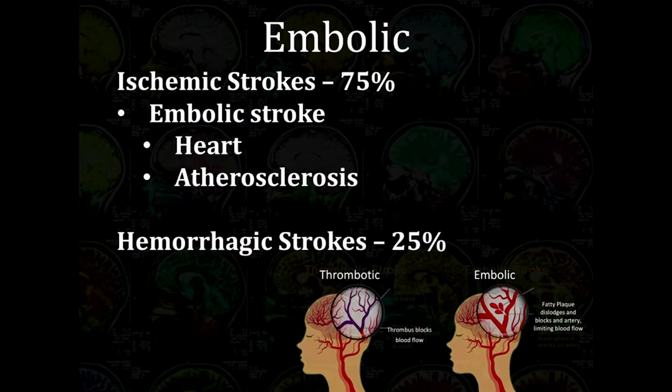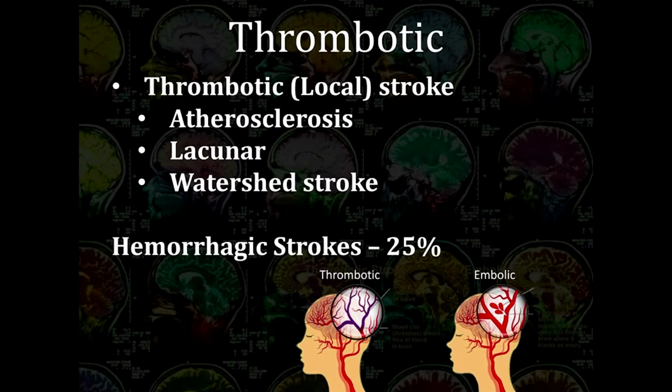We have those vessels, and we have plaque rupture, and that little bit of plaque then ends up moving up to the brain through that internal carotid artery into that circulation. When we compare that with thrombotic strokes, they are more localized strokes.